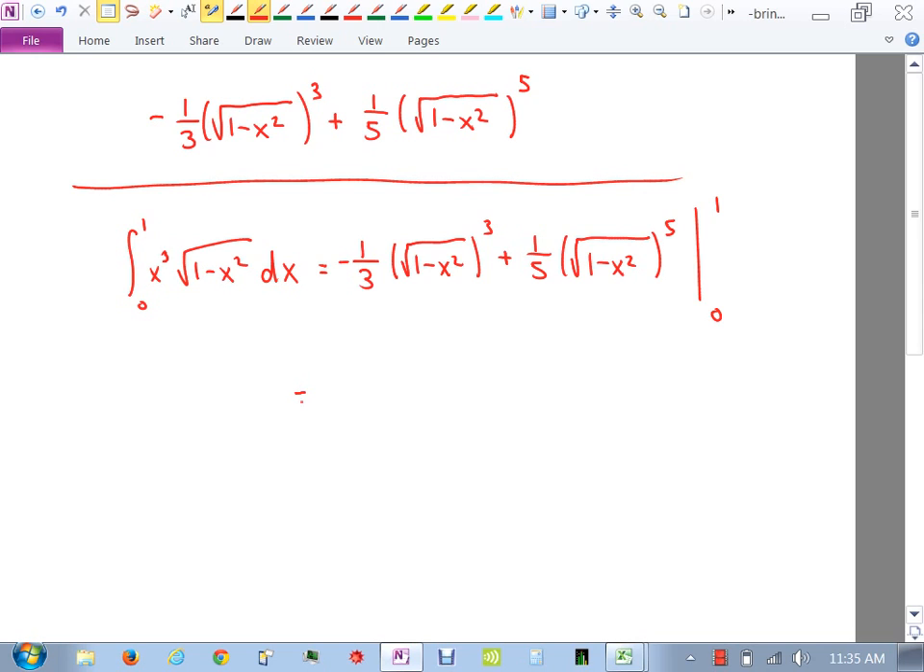Okay, plug 1 in first. What do you get when you plug in 1? 0, that's good, right? It kills off everything. So plug in 1, you get 0, yay. Minus, okay, now plug in 0. Well, when you plug 0 in, that goes away and that goes away, and you just have 1s under the roots. Square root of 1 is 1. 1 to the third power is 1. 1 to the fifth power is 1. So those are just 1s, aren't they? So negative 1/3 plus a fifth. But that's being subtracted, isn't it? So this is really 1/3 minus a fifth, which is 2/15.